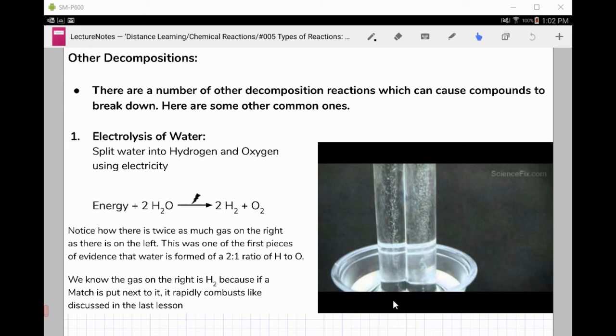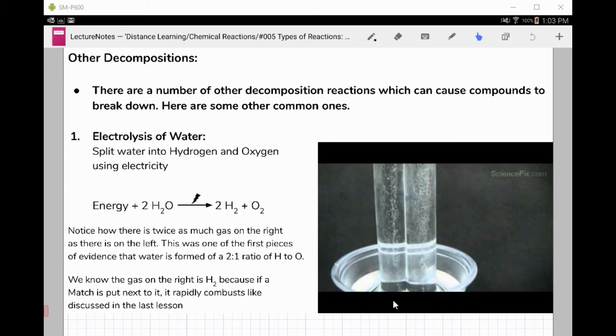Now, this doesn't happen when you normally heat up water because water would just start to boil. However, if we run an electrical current through water, we can actually cause the water molecules to dissociate from each other. We can cause the hydrogen and oxygen covalent bonds to break, and then as a result, we're going to end up with hydrogen and oxygen gas.